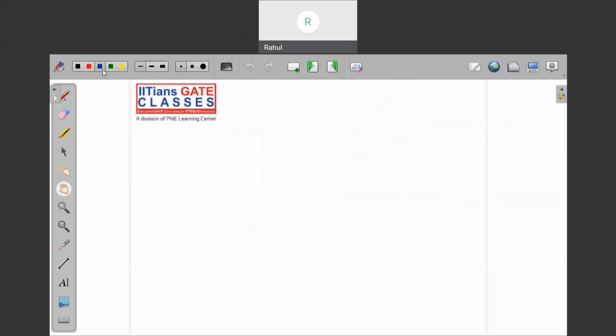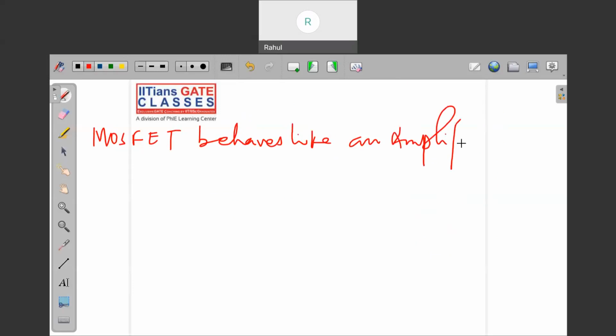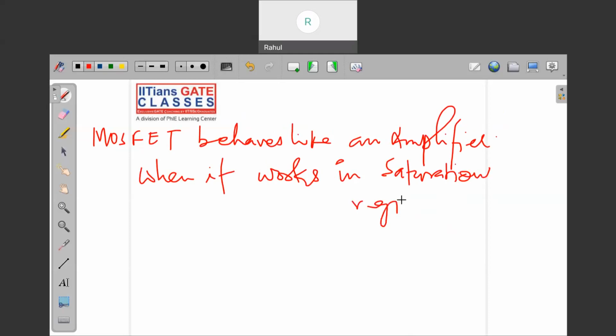Your MOSFET behaves like an amplifier when it works in the saturation region. Right? These things you have to keep in mind.